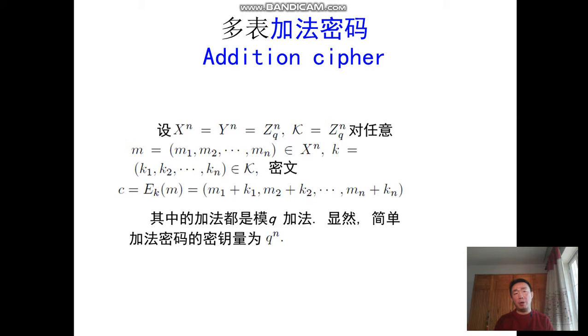The typical cipher of this kind is the Vigenère cipher. In what follows, we will mention it again.